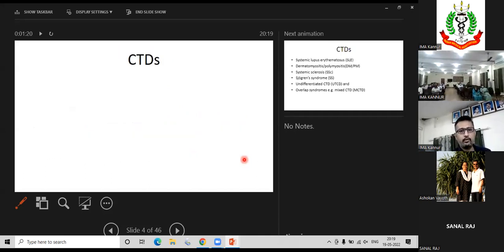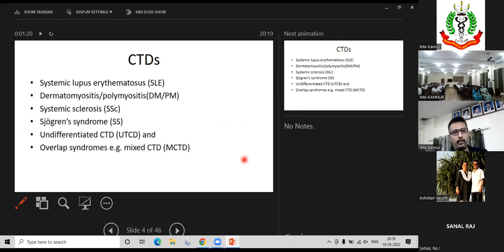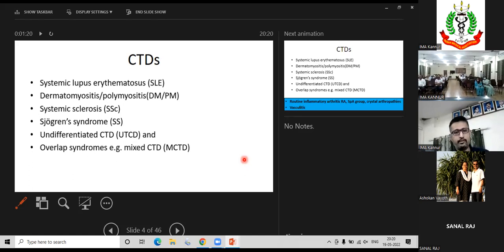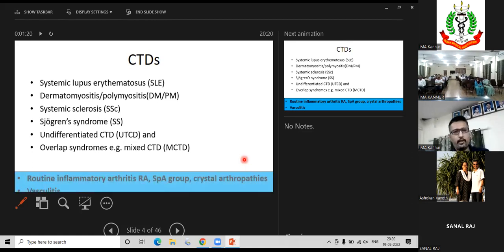So coming to connective tissue diseases, as a rheumatologist, we tend to consider SLE, myositis, systemic sclerosis, Sjogren's, undifferentiated connective tissue diseases, and overlap syndromes as connective tissue diseases, whereas routine inflammatory arthritis such as rheumatoid arthritis, spondyloarthritis, crystal arthropathies, and vasculitis is not considered as connective tissue disease for the rheumatologist.